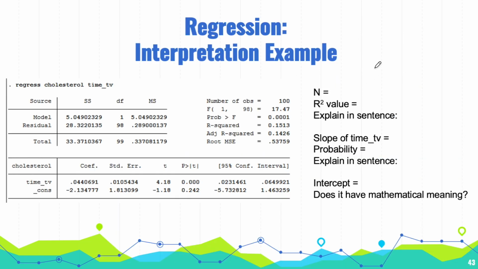Let's look at one more regression interpretation example. Here, we're seeing if our dependent variable, cholesterol, this is interesting. Would you say that watching TV causes cholesterol changes? Well, definitely not fully. Watching TV doesn't cause the levels of your blood cholesterol to increase.